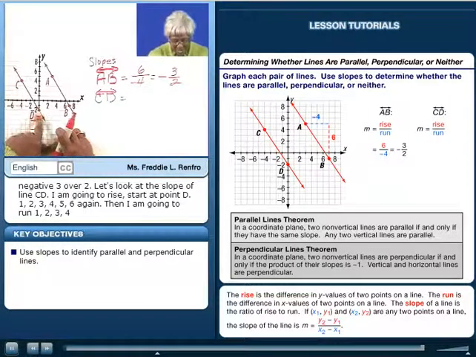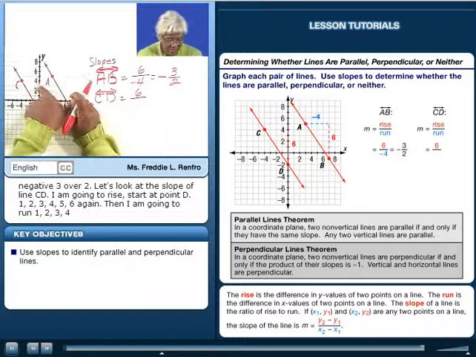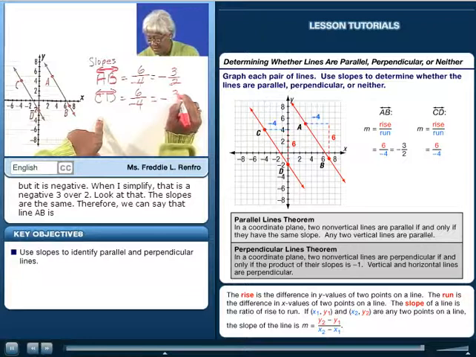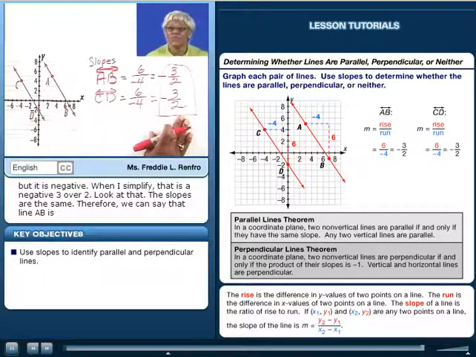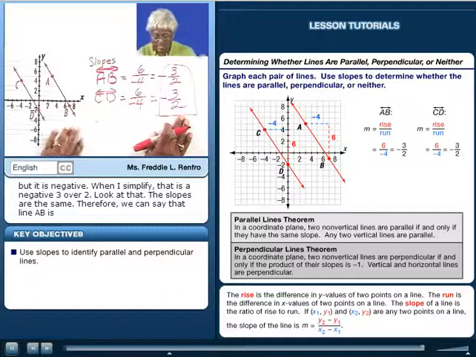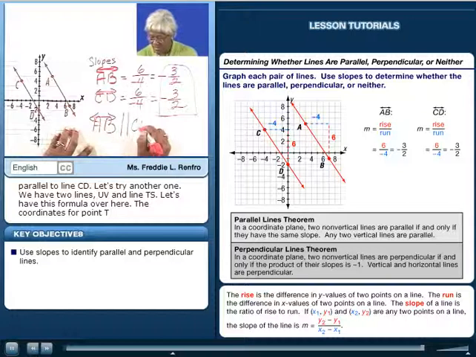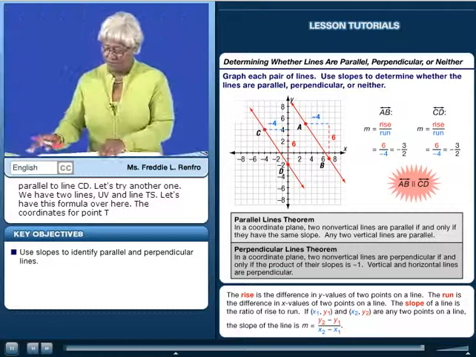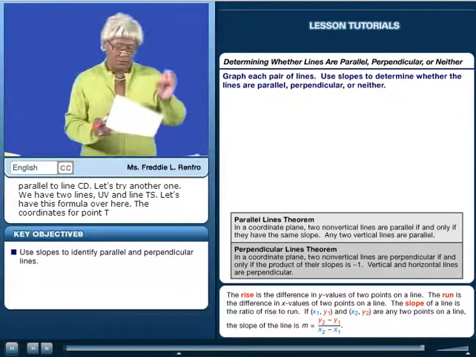Okay, so let's look at the slope of line CD. I'm going to rise, start at point D, 1, 2, 3, 4, 5, 6 again. And then I'm going to run 1, 2, 3, 4, but it's negative. When I simplify that, that's -3/2. Look at that, the slopes are the same. Therefore, we can say that line AB is parallel to line CD. Okay, let's try another one.